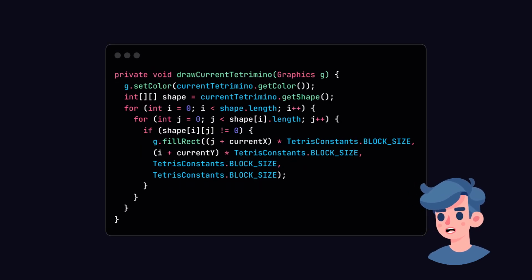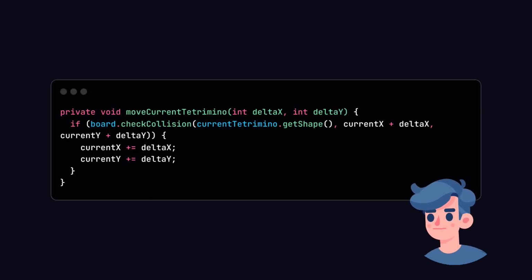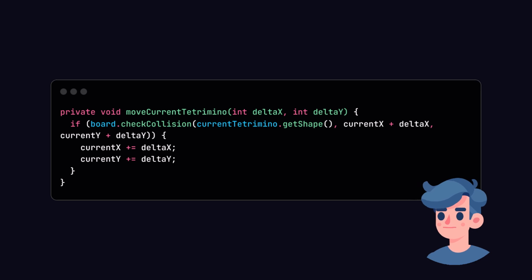Next, let's draw our current tetramino. We will also need key controls to move the tetramino left, right, and down. We can do this by implementing key listener in our Tetris game class. Let's define the method to move the current tetramino. We will need to check for collisions when trying to move.